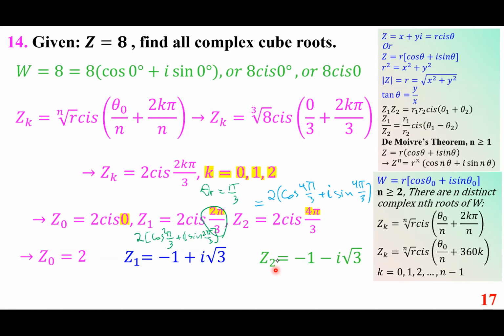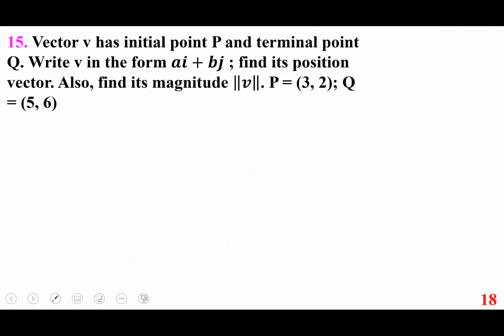Complex numbers. Let's move on to vectors. Vector v has an initial point P and terminal point Q. Write v in the form of ai plus bj. Find its position vector. Also find its magnitude, the magnitude of v, where P is given as (3, 2) and Q is given as (5, 6).